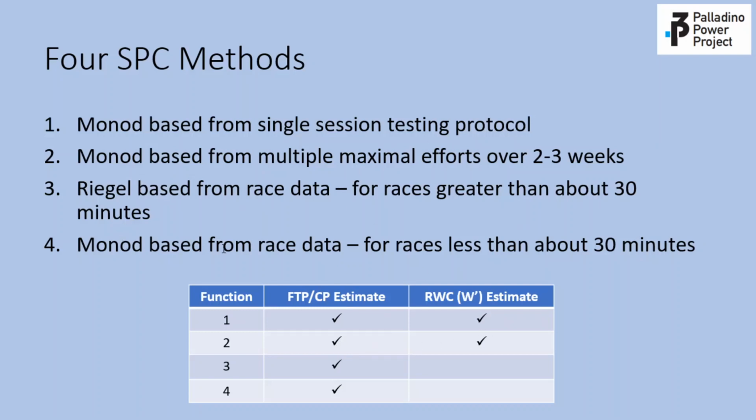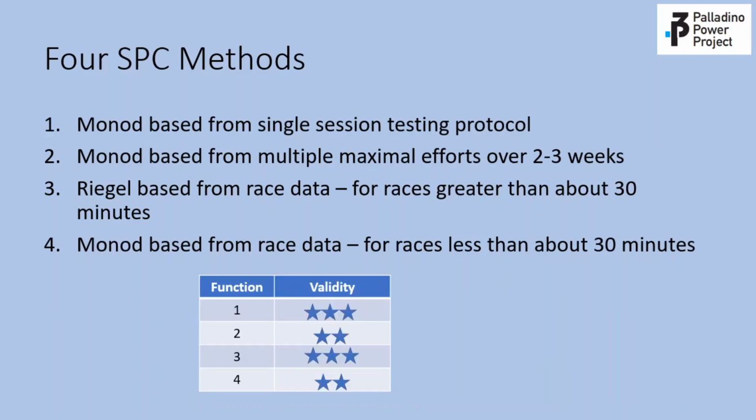Whereas the last 2 are race-based calculators using your race data, long race, short race. It only produces your FTP or CP estimate and doesn't give you a reserve work capacity estimate. So those are the outputs.